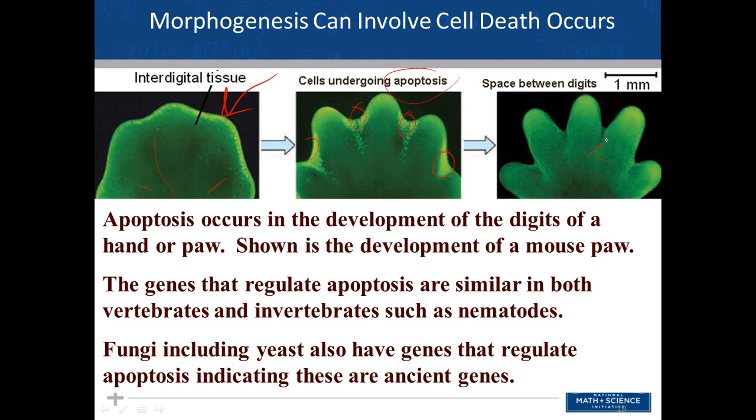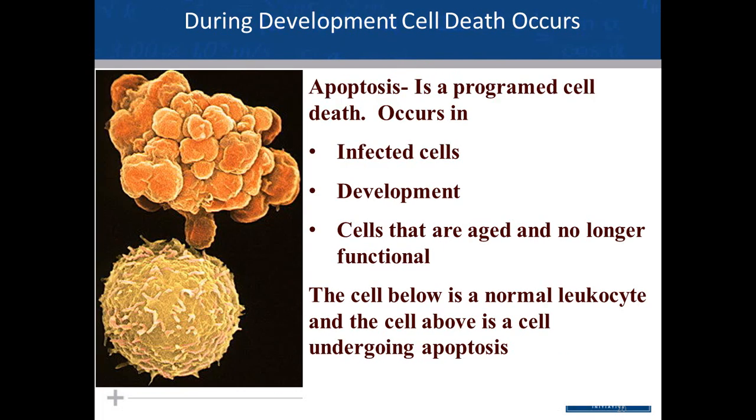They have been able to identify the genes responsible for apoptosis. And these genes are similar in both vertebrates and invertebrates, such as our roundworm or a nematode. And what is also interesting is fungi, such as yeast, also have these genes. That should indicate to you that this particular gene, apoptosis, is a gene that has been conserved and is an ancient gene. So let's look at how it occurs.